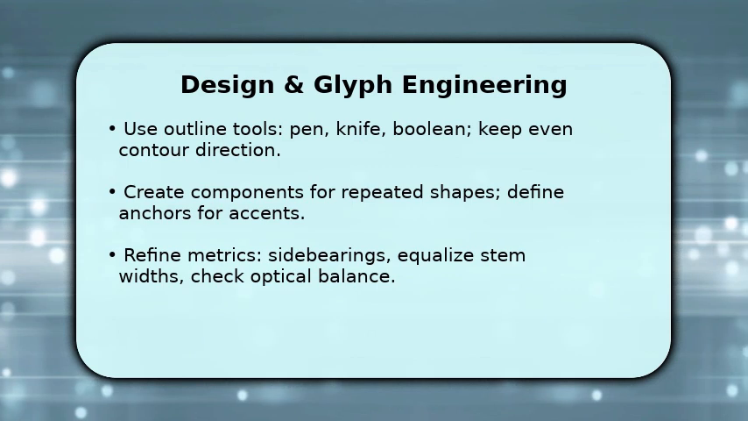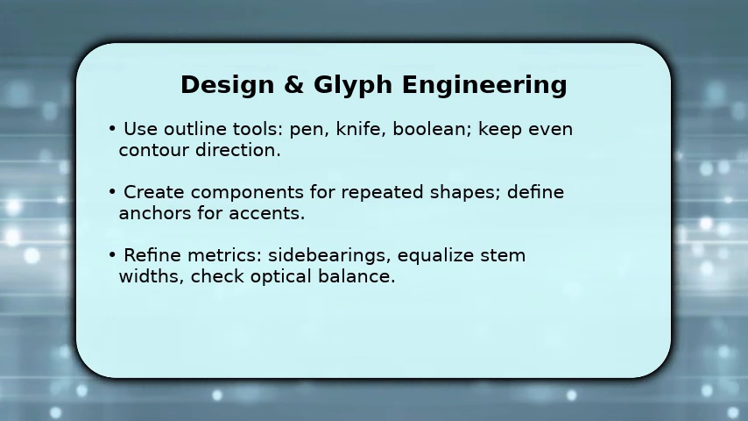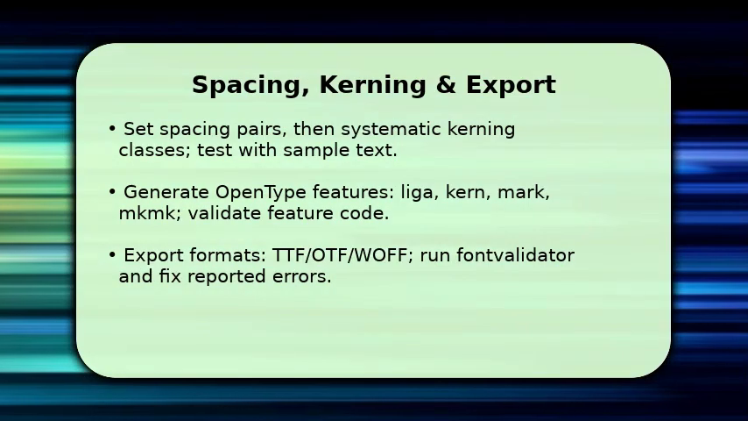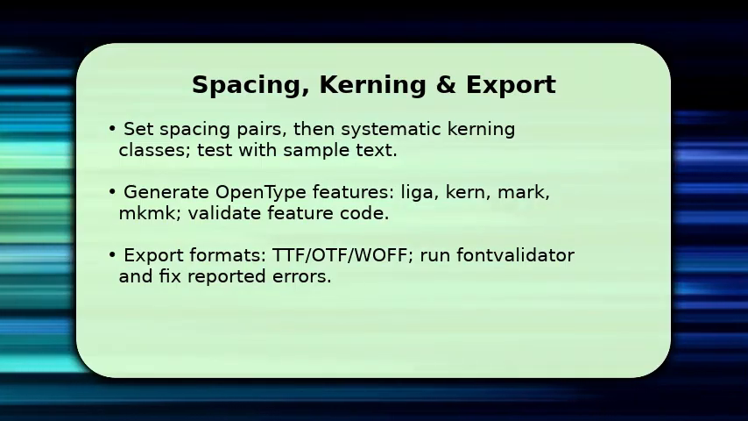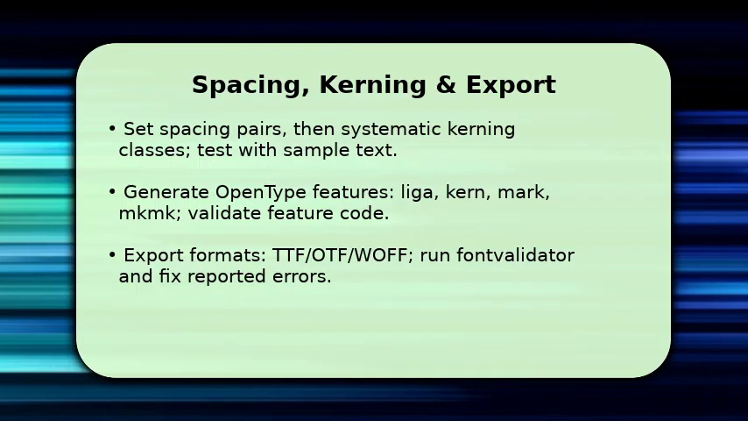These steps ensure consistency. Make sure interpolation masters match point counts if you plan variable fonts or weight families. You finish by spacing, adding features, and exporting for use. First, set side bearings and build kerning with pair and class-based workflows. Test using long lines and varied strings to spot collisions. Then write or auto-generate open type features like Liga, Kern, Mark, and MKMK, and validate the feature code.